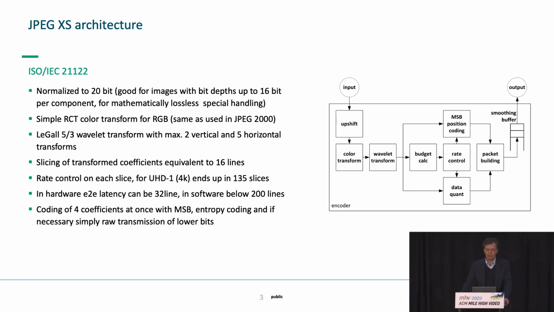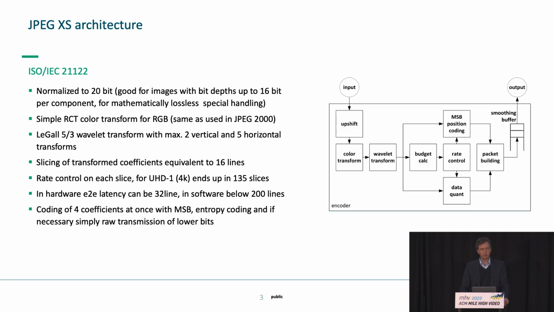The architecture is shown on this slide. Typically we start with a normalization to 20 bits. With the precision we have, this allows us to compress components of up to 16 bits visually lossless. For mathematically lossless, we have to go up to 24 bits, but there is special handling for this as well. We use only a simple RCT color transform for the RGB images, similar to JPEG 2000.